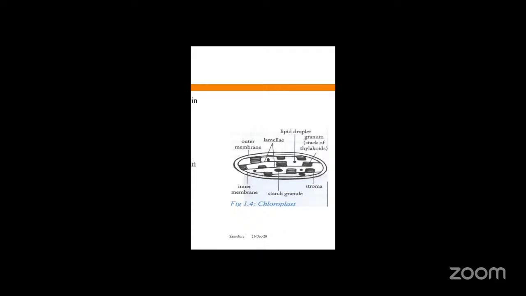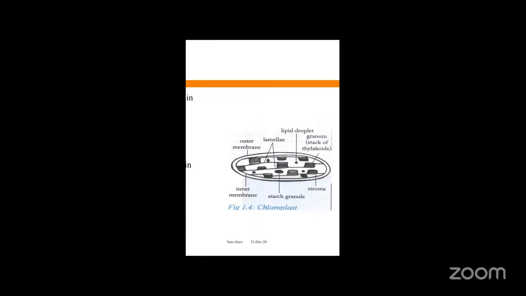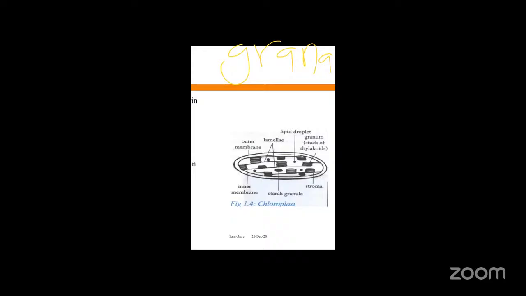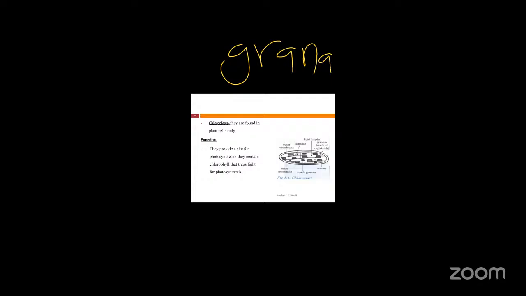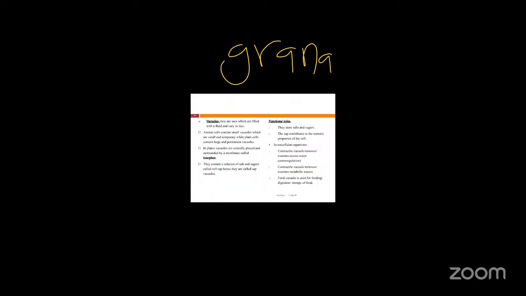Good. Something else to note here is granum and grana. Granum is in singular, grana is in plural. So we have granum, like the one that is displayed here, and we have grana, G-R-A-N-A, grana. Zikiwa mingi zinaitwa grana, ikiwa moja inaitwa granum. So it's important that you note that. Very good. So we continue. So we have said that the chloroplast is found in plant cells only, and they provide site for photosynthesis. So we move on to the next cell organelle.